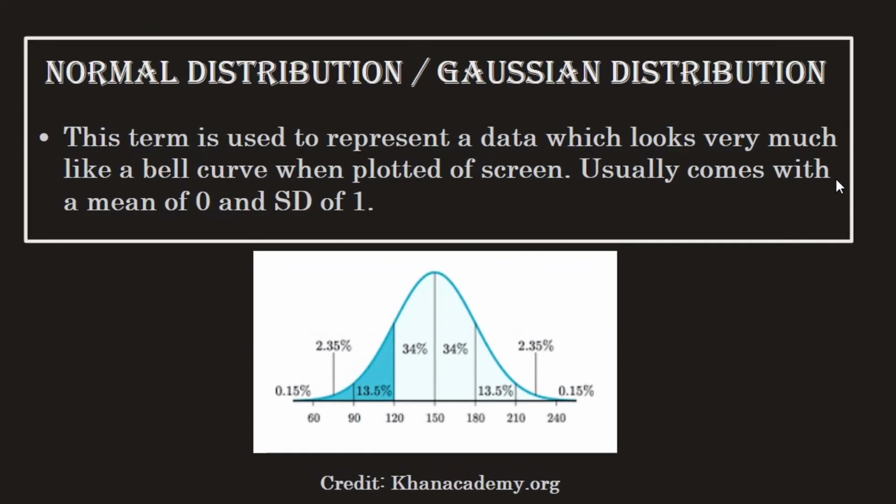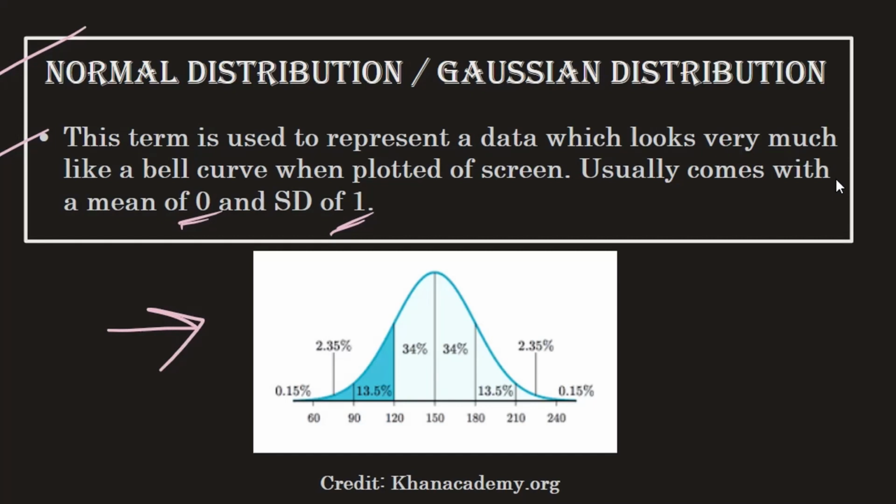Now let's cover normal distribution or Gaussian distribution. Essentially the same thing. If we go by the definition, then it says this term is used to represent data which looks very much like a bell curve when plotted on screen. It usually comes with a mean of 0 and a standard deviation of 1. And when we have a mean of 0 and a standard deviation of 1, at that time it is actually called a standard normal distribution, which looks like a bell curve when plotted, something like this.